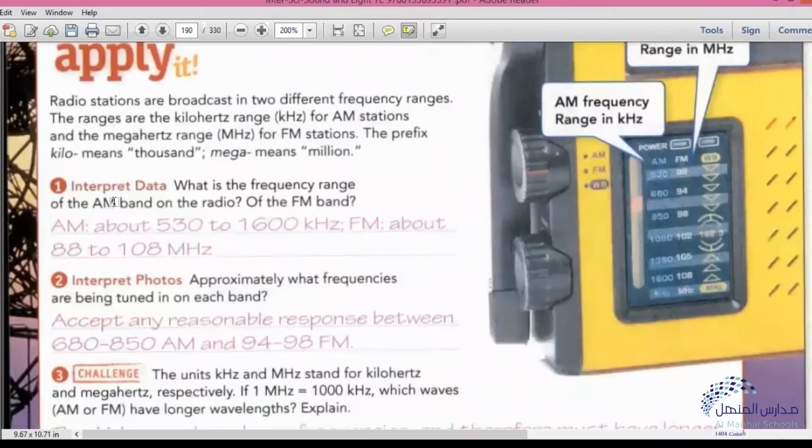First question: what is the frequency range of the AM band or FM band? What is AM and FM? While using radio waves, we are going to modify one of two things. If we modify the amplitude, we give it the name AM.